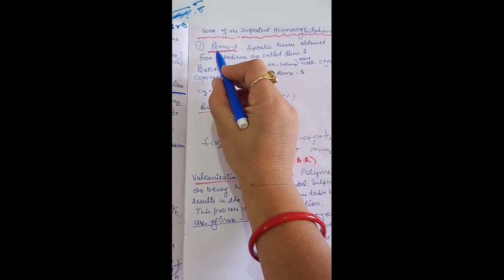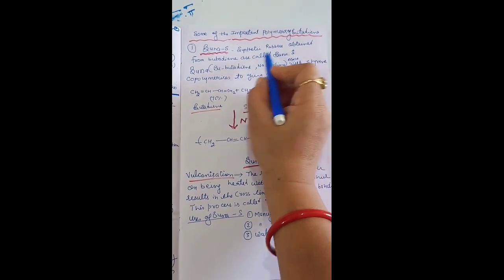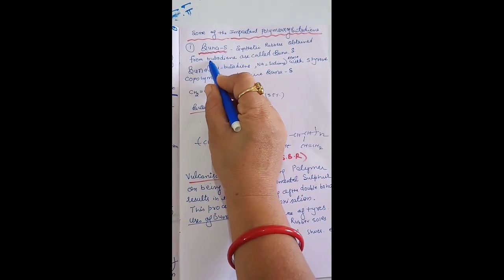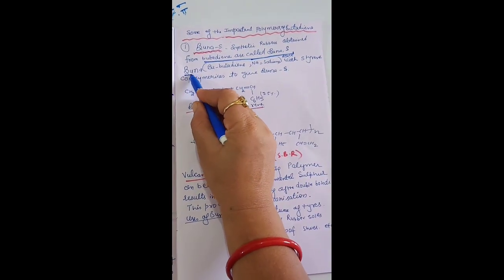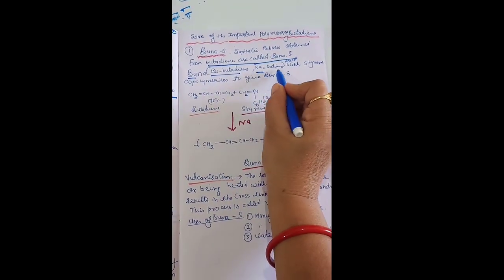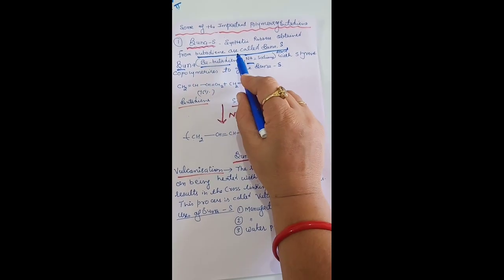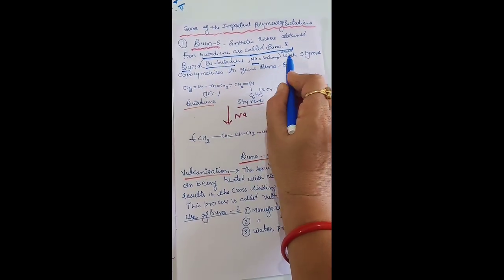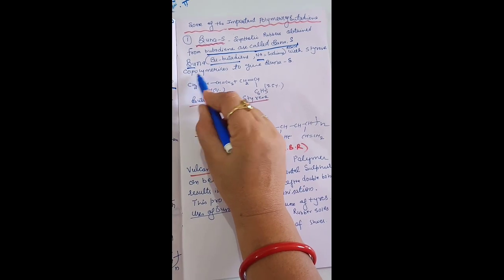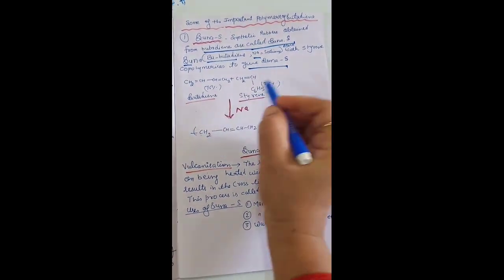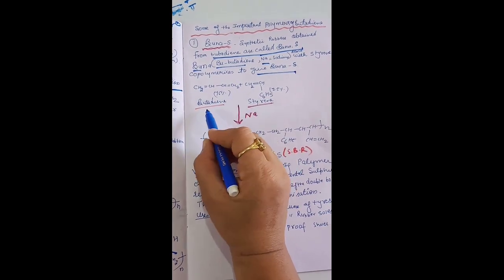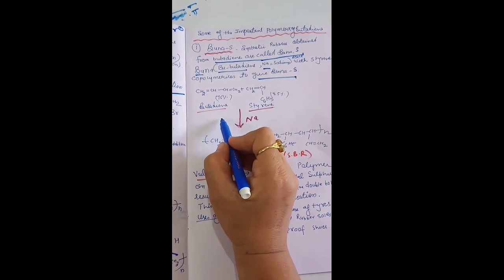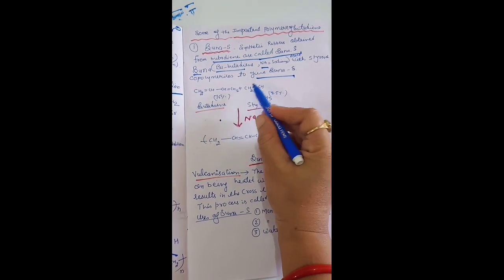First is Buna-S. Synthetic rubbers are mostly obtained from butadiene, and these are known as Buna-S. Buna: Bu means butadiene and Na stands for sodium. Butadiene and sodium react with styrene and copolymerize to give Buna-S. So we can see CH2=CH-CH=CH2 is the butadiene. 75% butadiene we will take, and it will react with the styrene.